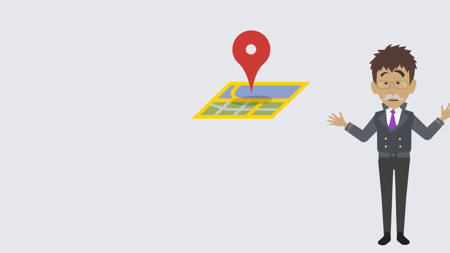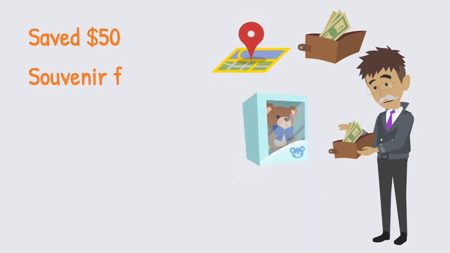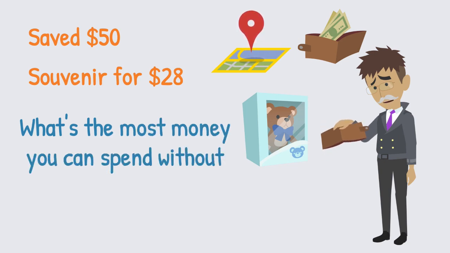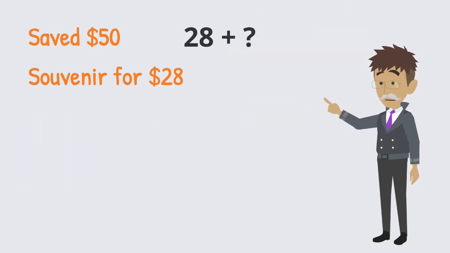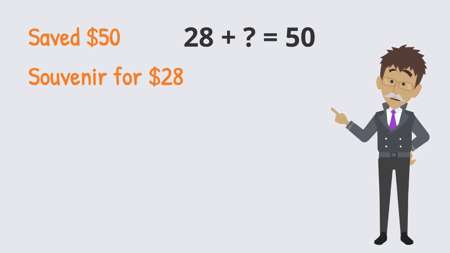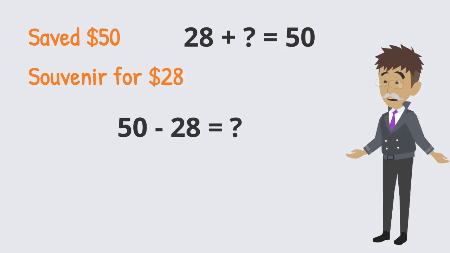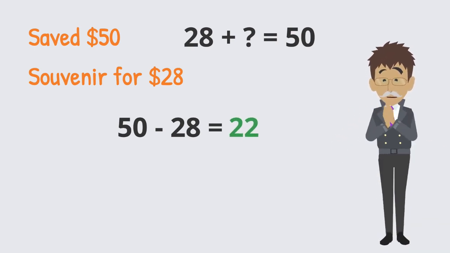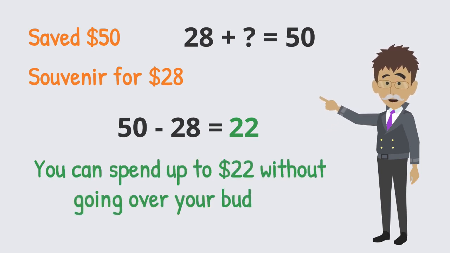Imagine you're planning a trip and you have $50 saved up. You want to buy a souvenir that costs $28. What is the maximum amount of money you can spend on other things without going over your budget? I know that $28 plus the rest of my money is $50. To solve this, I will use subtraction. I subtract the cost of the souvenir from our total savings. $50 minus $28 equals unknown. The answer is $22. So you can spend up to $22 on other things without going over your budget.